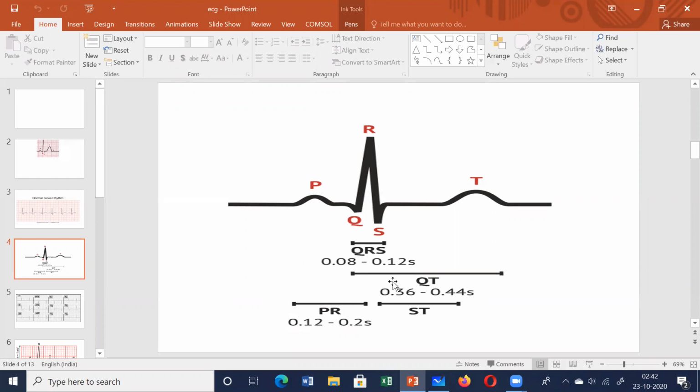And what does this signify? Mainly it signifies the intra-atrial, the AV nodal, and the His-Purkinje conduction. Okay, so the impulse is getting conducted from the atria to the AV node. So the AV nodal and the His-Purkinje conduction is mainly reflected by the PR interval. So it is the interval between the beginning of the P wave and the beginning of the QRS complex.